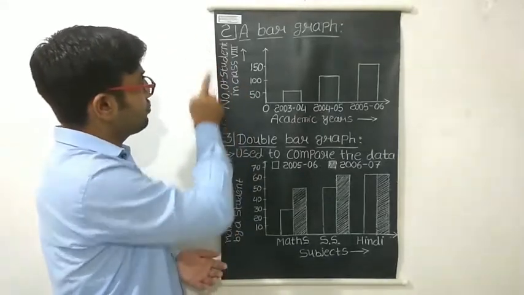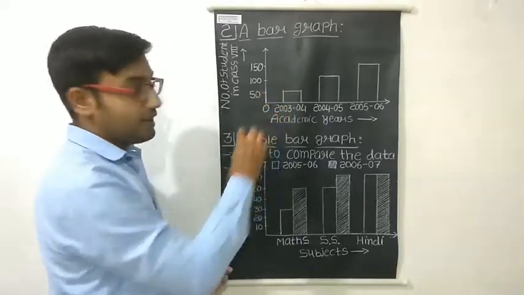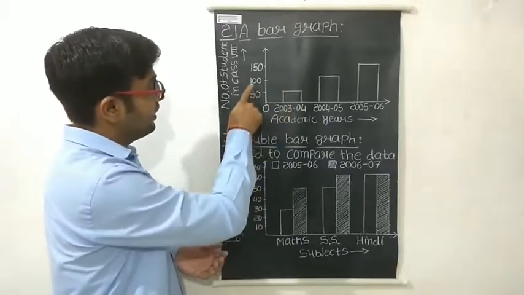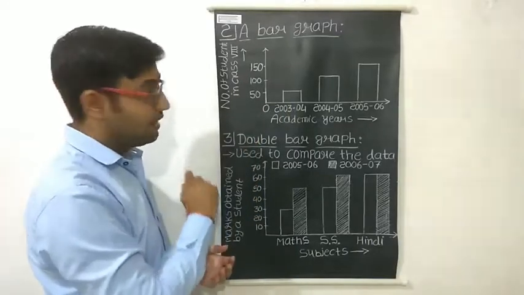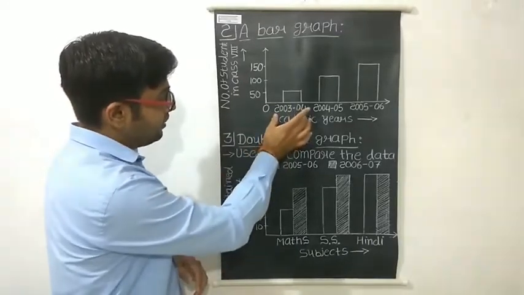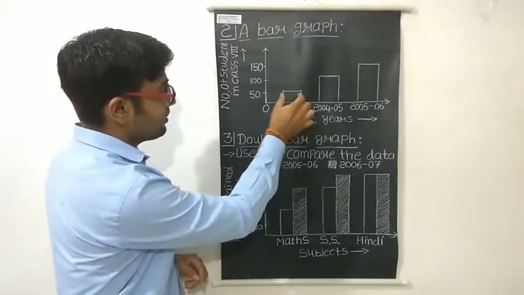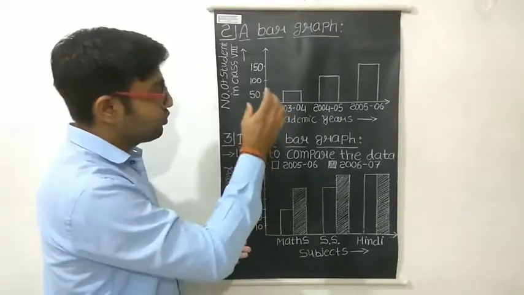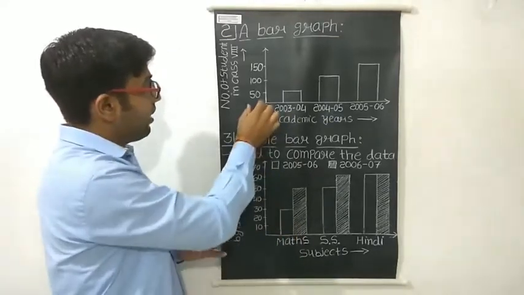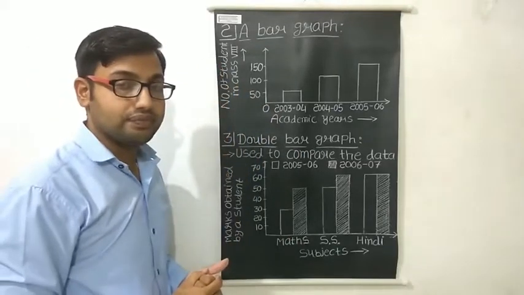We have taken the number of students in class 8. Here, first of all, we have taken a slab of 50, then 100, then 150. So this shows the number of students, right? Now let us see. In 2003 to 2004, this bar is up to 50. That means in 2003 to 2004, there are 50 students in class 8.